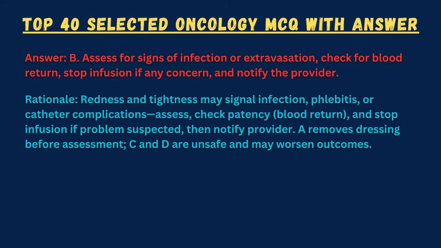Answer. B. Assess for signs of infection or extravasation. Check for blood return. Stop infusion if any concern, and notify the provider. Rationale. Redness and tightness may signal infection, phlebitis, or catheter complications. Assess, check patency and blood return, and stop infusion if problem suspected. Then notify provider. A removes dressing before assessment. C and D are unsafe and may worsen outcomes.